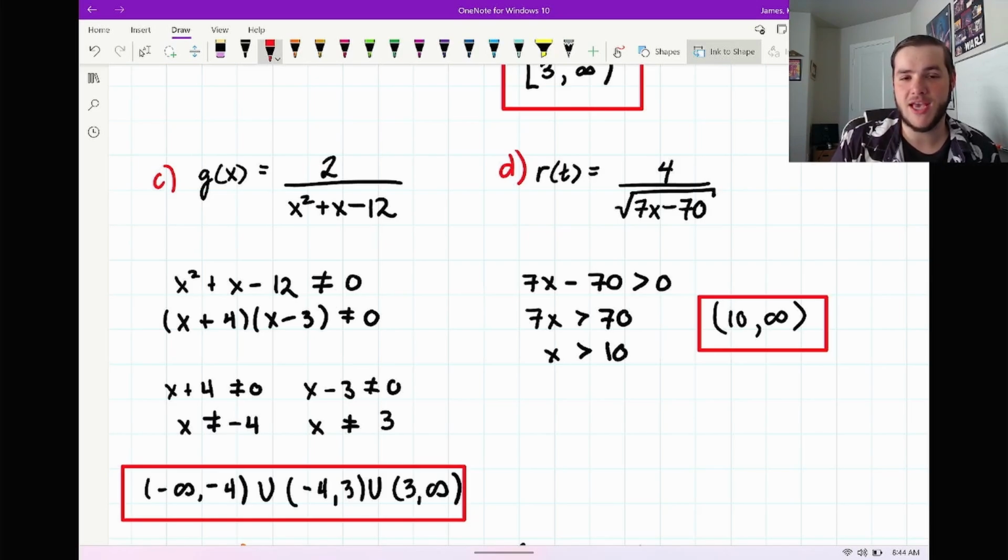My x values have to satisfy all conditions, not just one of them. So 7x minus 70 has to be strictly greater than 0, the thing under the radical in the denominator. Solving that inequality for x, I got x must be greater than 10, and in the red box, I have that written in interval notation.